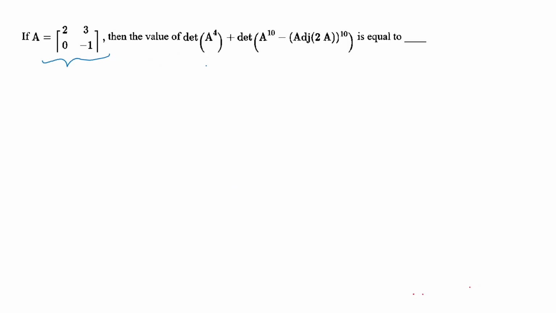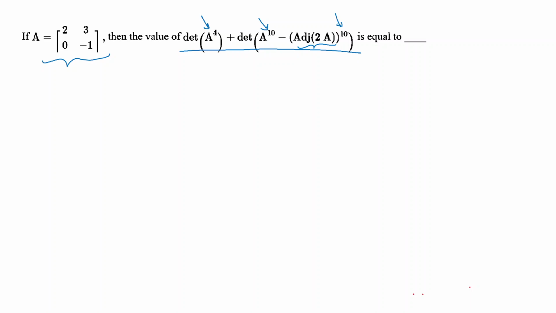We have a matrix A, and then we have to calculate this thing. You have A to the power 4, A to the power 10, adjoint of 2A to the power 10, and you have to do these operations. I am a simple guy, I don't know a lot of formulas, and I will do it from a very basic perspective. If anybody knows the basic operations of matrices, he or she will be able to do it.